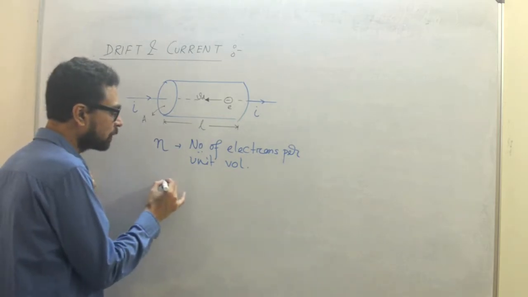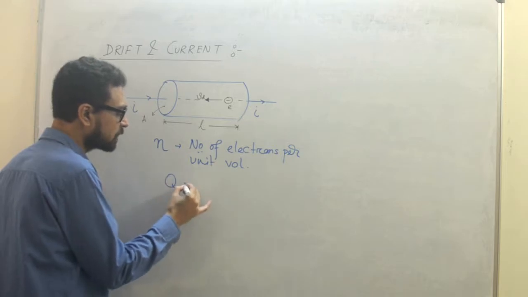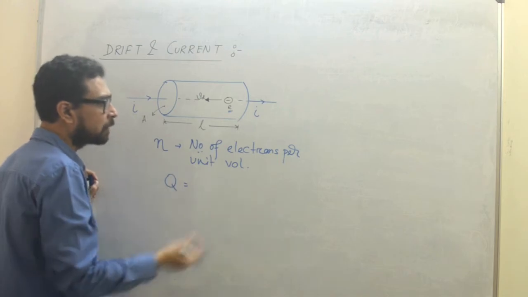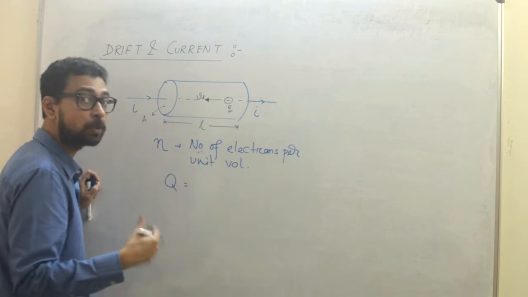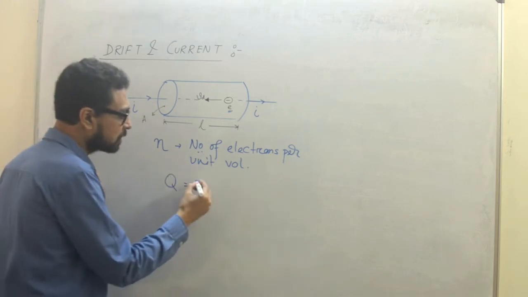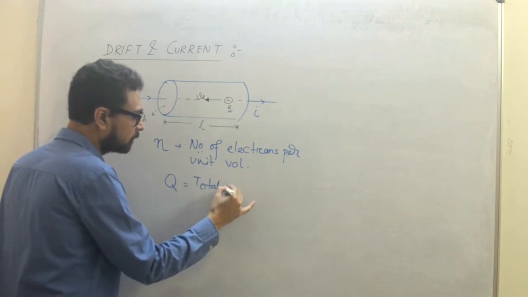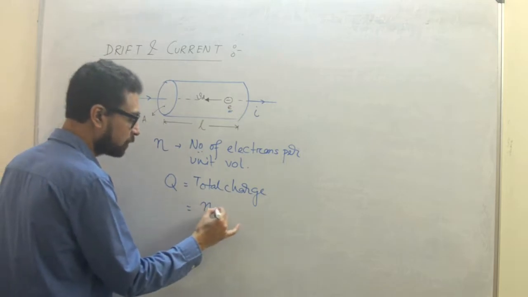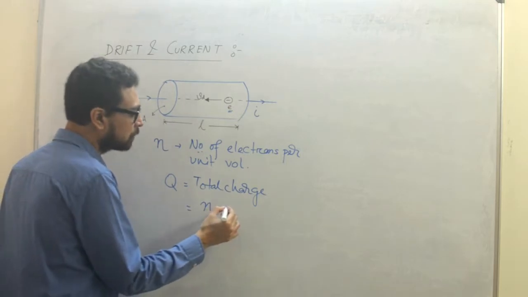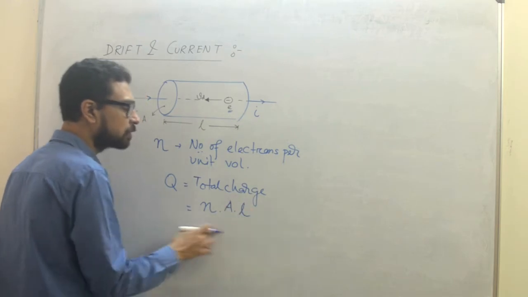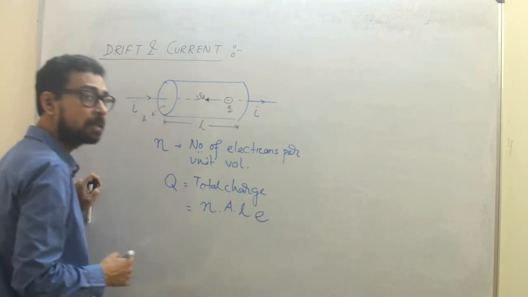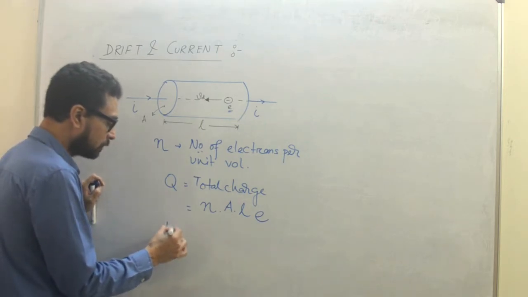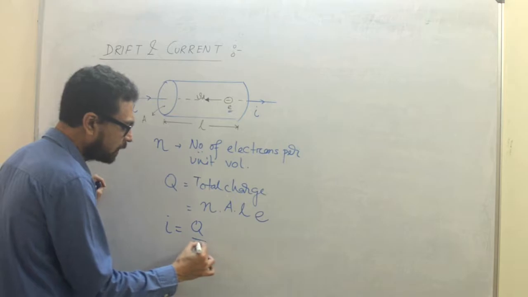So what is the total number of electrons? I mean, what is the total charge? The electronic charge is e, which is mentioned here. So the total number of electrons times the electronic charge will give me the total amount of charge. The total number of electrons is n per unit volume, so n into A into L is the total number of electrons, into e is the electronic charge. Very good. And now we want to know about the current, right? So current is Q by t.